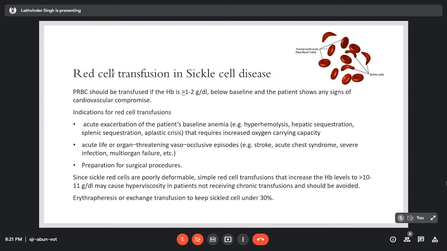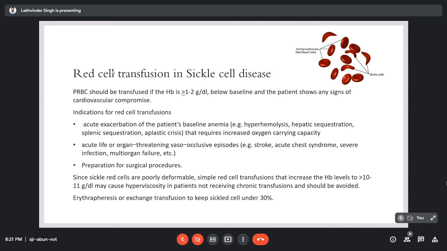During acute life or organ threatening vaso-occlusive episodes and in preparation for surgical procedures. Since sickle cells are poorly deformable, simple red cell transfusion that increases the hemoglobin level to more than 10 to 11 gram per deciliter may cause hyperviscosity. So you have to keep the hemoglobin between 10 to 11. It is very difficult to maintain the hemoglobin and also to see the proportion of the sickle cells which you are giving.